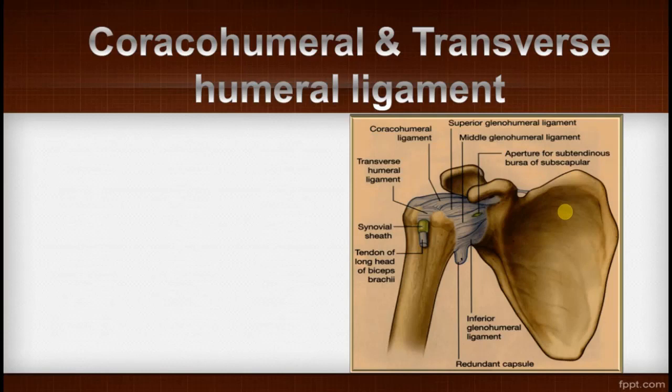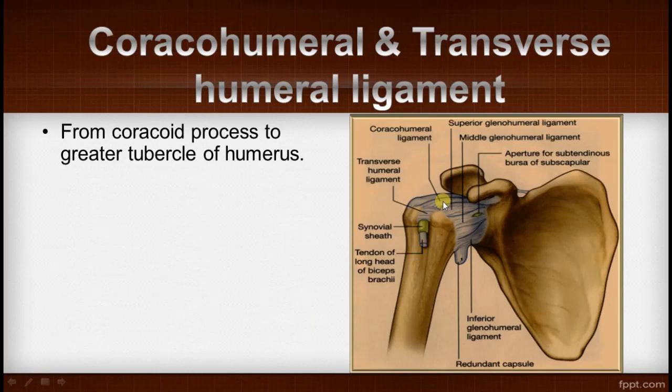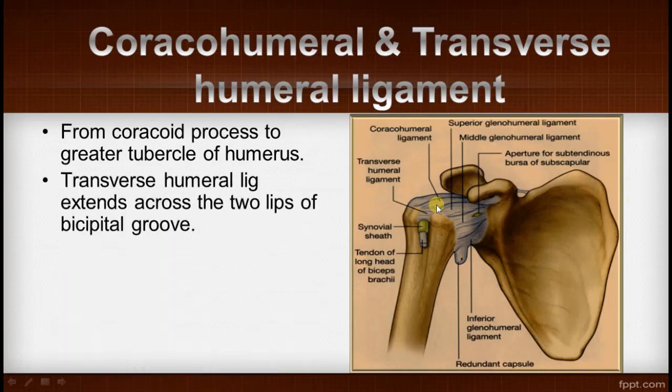So, the next ligament we are going to see here is the coracohumeral ligament. From the coracoid process to the greater tubercle of the humerus, you see the coracohumeral ligament. Then this is the transverse humeral ligament, which extends from the greater tubercle to the lesser tubercle of humerus, thereby converting the bicipital groove into a tunnel. So the bicipital groove is actually converted into a tunnel by the transverse humeral ligament.